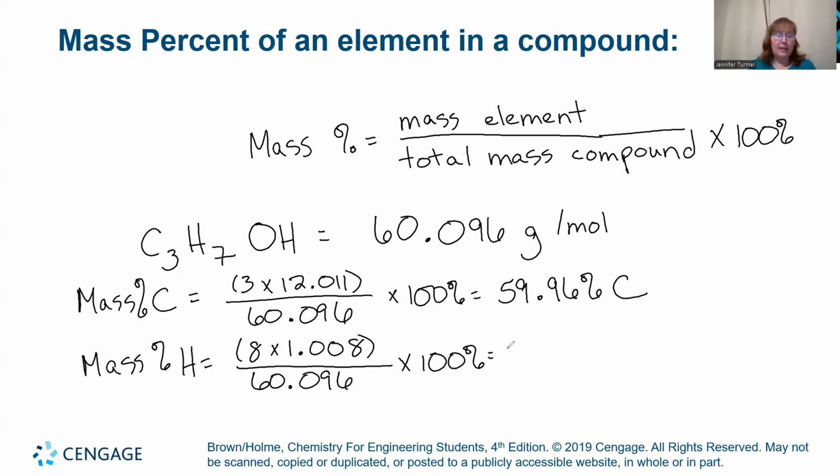Okay, and so now we have 8 times 1.008, and then divide it by 60.096 and turn it into a percent, and we get 13.42% hydrogen. And then we can also find the mass percent of our oxygen. And we only have 1 oxygen here.